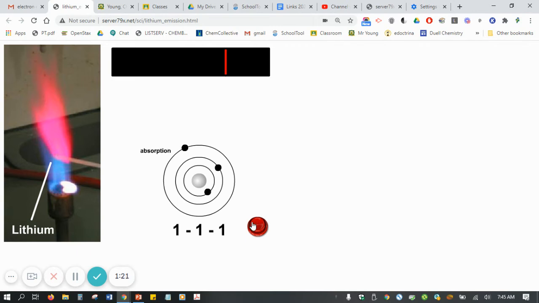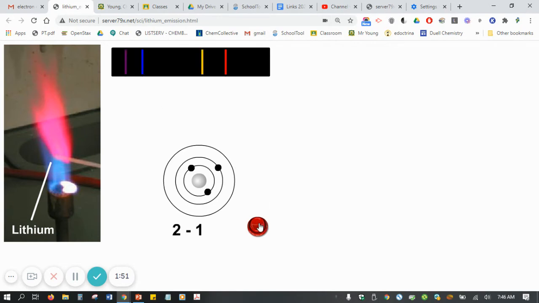Now, some other electrons might go through a different excitation. They might get excited from the first shell out to the third shell, giving it a temporary electron configuration of 1-1-1. Again, that's absorption. The electron absorbs some energy, jumps up to a higher shell, but it's unstable, so it's going to fall back to where it came from. As it falls back, it's going to release that energy. It's going to go through emission, emit that energy, and it gave off a different wavelength of light. It gave off some blue light.